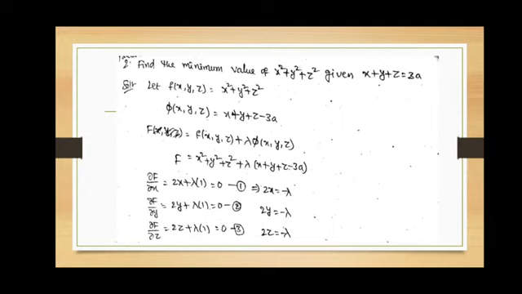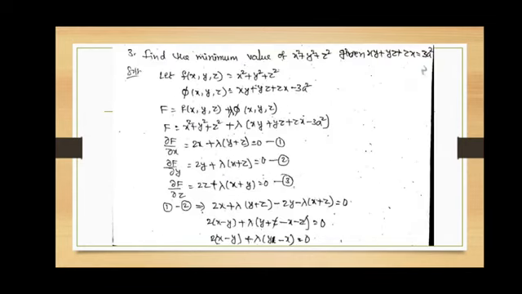Then we substitute these values x, y, z in the given condition. What is that here in this problem? x plus y plus z is equal to 3a. So here we substitute it. Then finally we got the values of x and y and z. So finally we substitute these values x and y and z in the function. Which function? That is x square plus y square plus z square. So then we got the value, that is the minimum value.